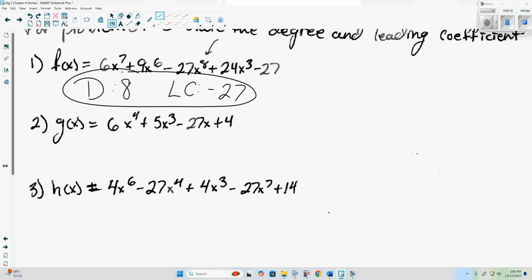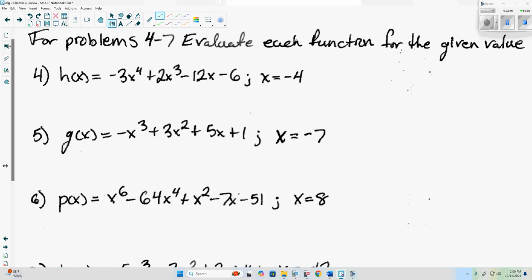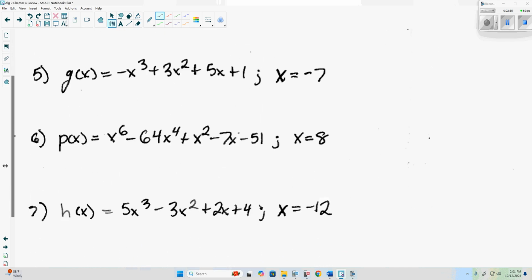Questions on 1, 2, or 3? Questions on 4 through 6. I would say 4 through 7, but 7's AMI. Yes, we can do one of them. Which ones do y'all want to do or look at? 5. Now, when evaluating a function for a given value, that's not a colon, it's a semicolon there in the middle.